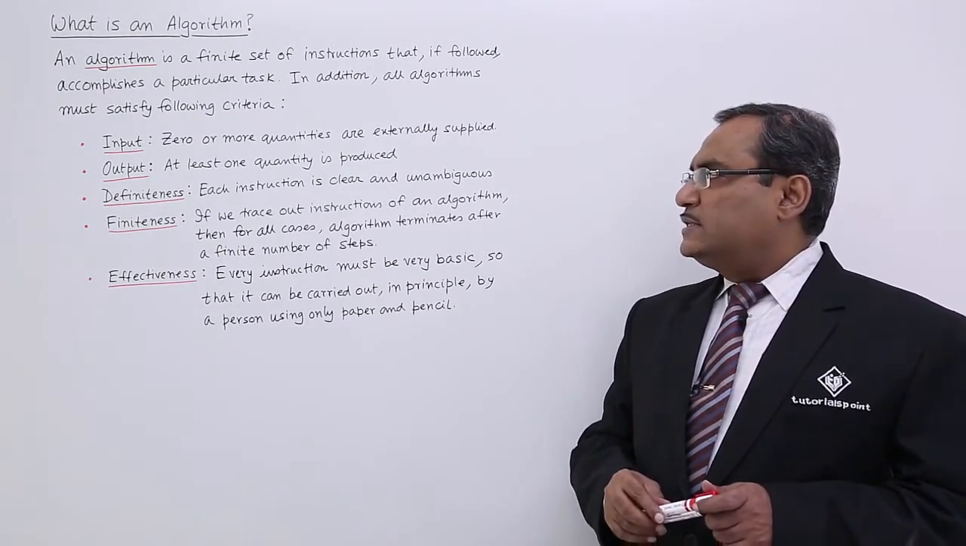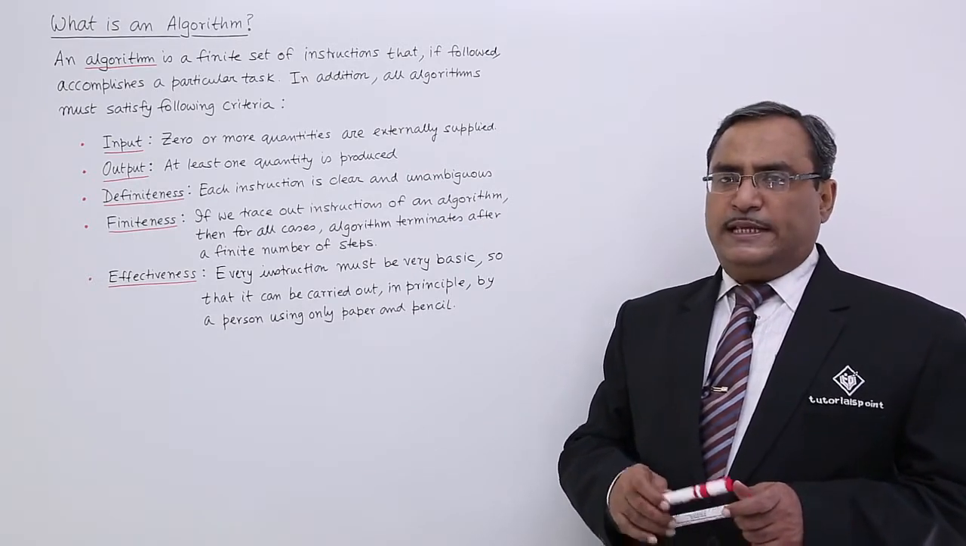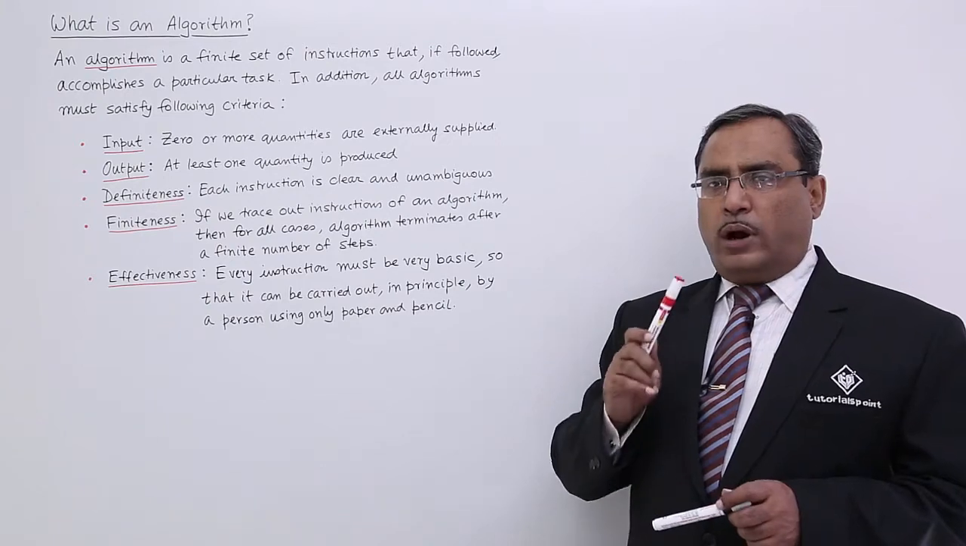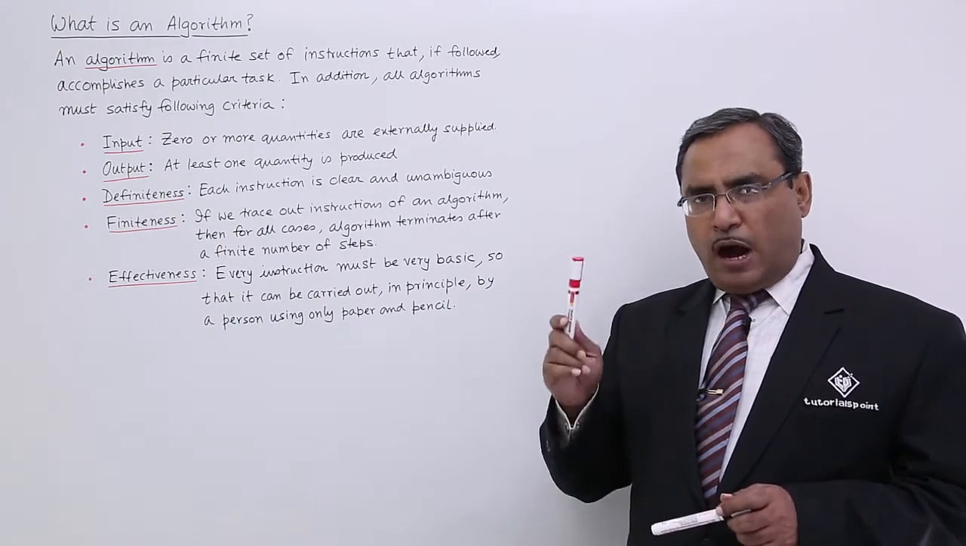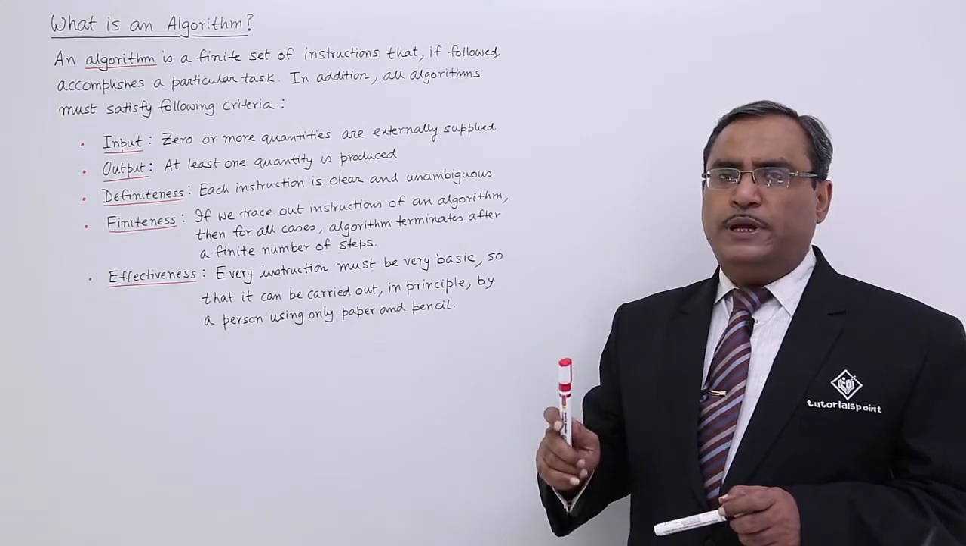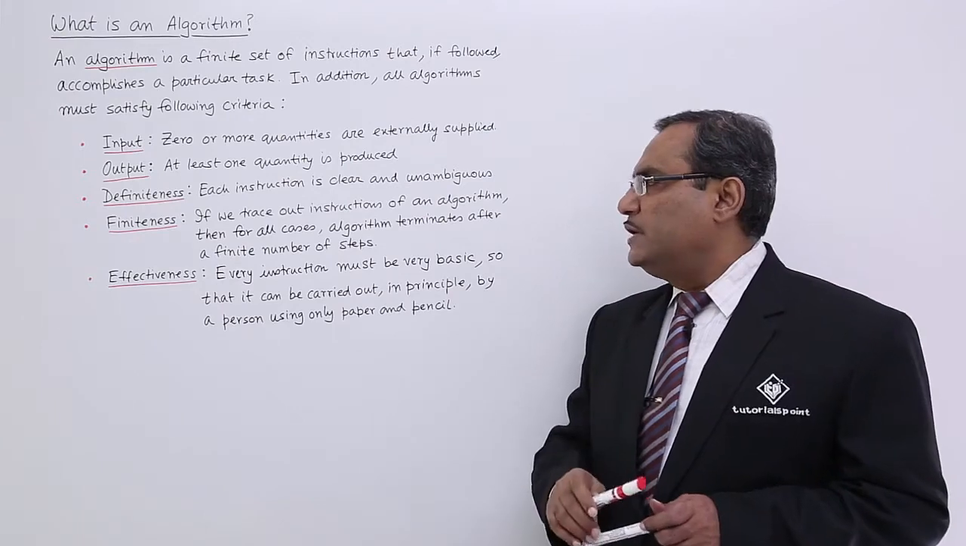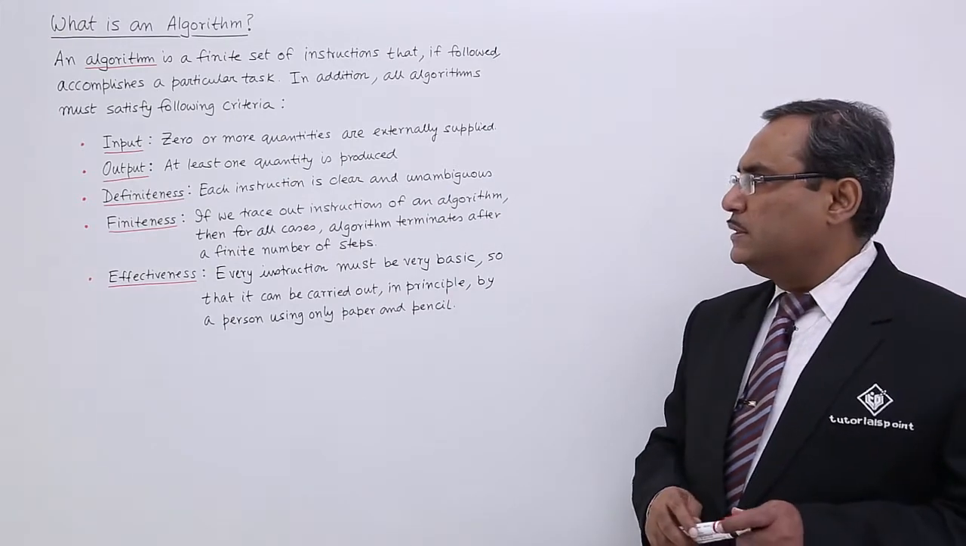Definiteness. Each instruction is clear and unambiguous. That means each and every instruction, whatever has been used in our algorithm, must be unambiguous. The meaning should be crystal clear. So that's why it is called each instruction is clear and unambiguous.